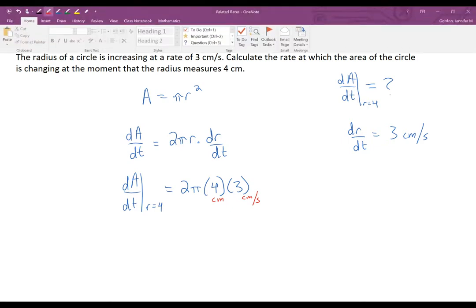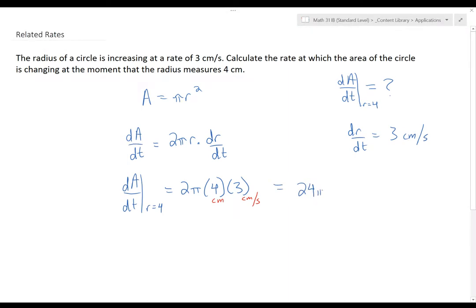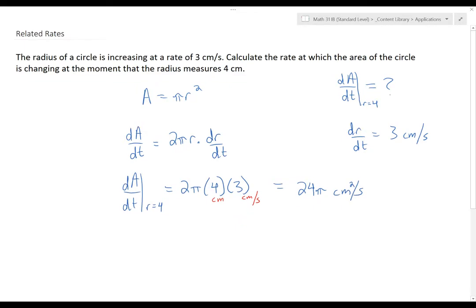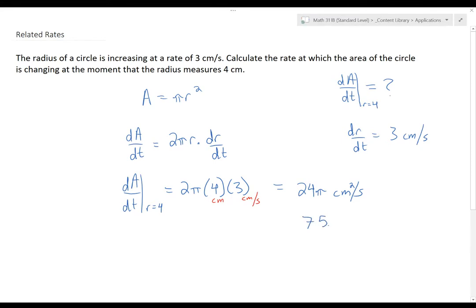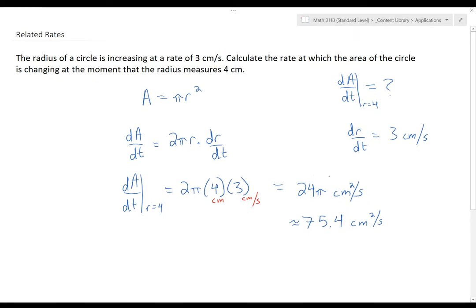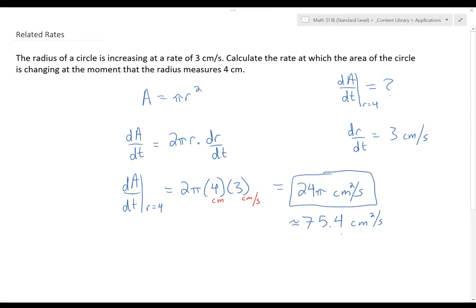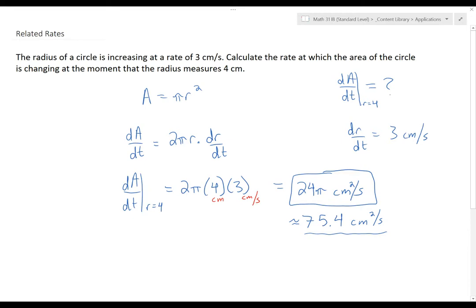So as an exact value, I could give this as 24 pi centimeters squared per second. Or if you wanted to give this to 3 significant digits, you could call it about 75.4 centimeters squared per second. This question doesn't specify, so it doesn't really matter. Obviously, if you don't have a calculator, just go ahead and leave it as 24 pi. But it is also reasonable here to give it as 3 significant digits.